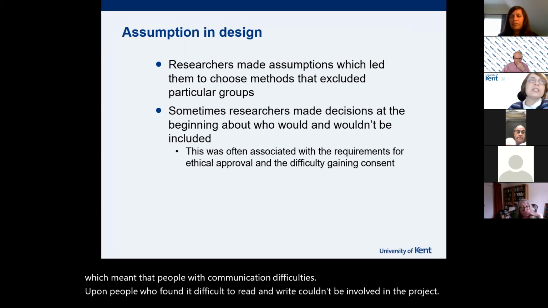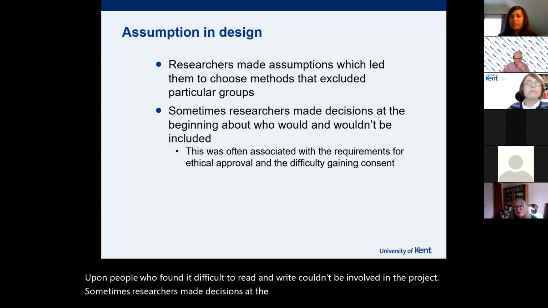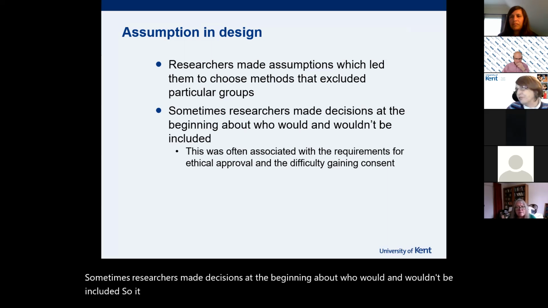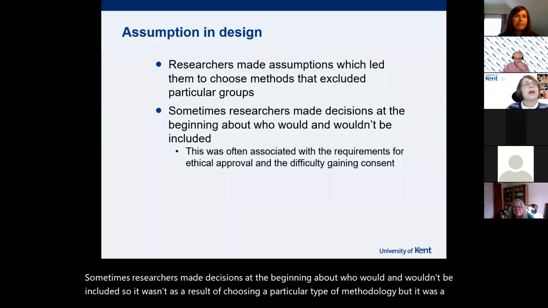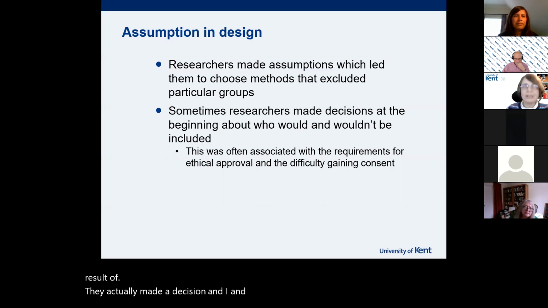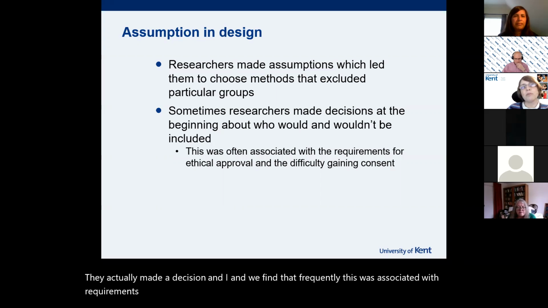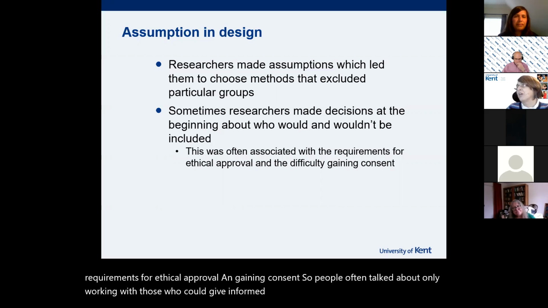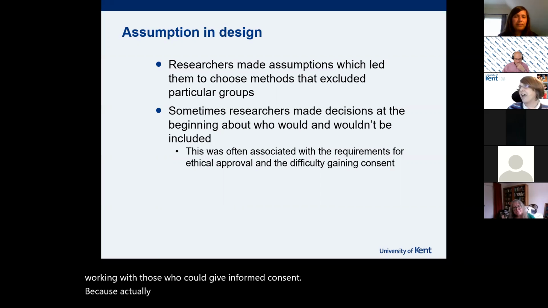Sometimes researchers made decisions at the beginning about who would and wouldn't be included. So it wasn't as a result of choosing a particular type of methodology, but they actually made a decision. And we found that frequently this was associated with requirements for ethical approval and gaining consent. So people often talked about only working with those who could give informed consent, because actually it required a different ethical procedure.